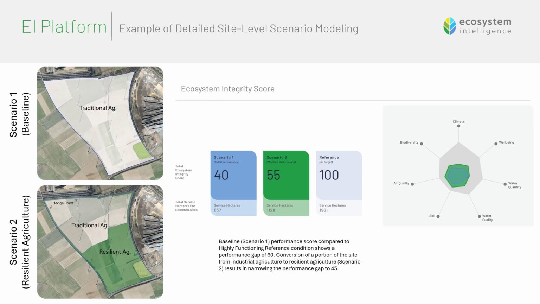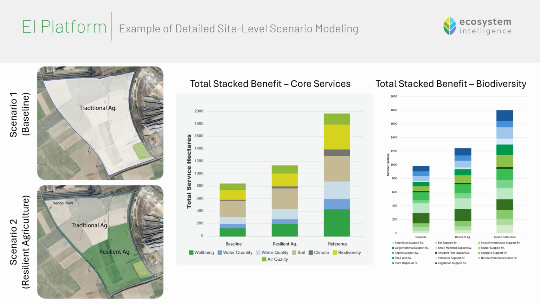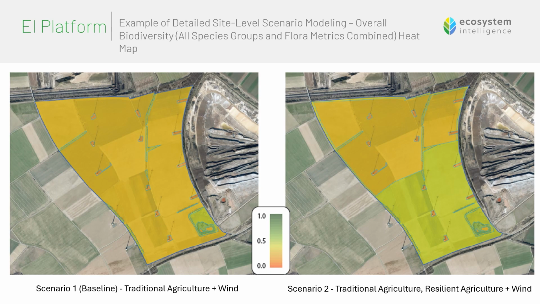And as before, we're able to take a look at this information broken out in terms of the stacked benefits that are provided for the 7 categories of metrics. And again, on the right, tease out the information that we're interested in from a biodiversity perspective. Another example of heat mapping, this is the biodiversity roll-up for all the different species groups in terms of habitat suitability in the initial scenario, which is the traditional agriculture and wind, compared to the traditional agriculture and a portion of the site being converted to resilient agriculture in conjunction with wind.